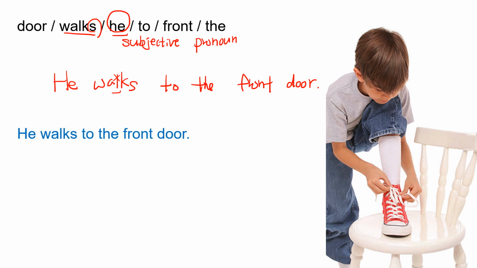Again, in order to pronounce S, put this together. Walk. No L sound. Walks. Walks to. He walks to the front door. After N, you don't have to pronounce T sound. Say front. Front door. He walks to the front door.